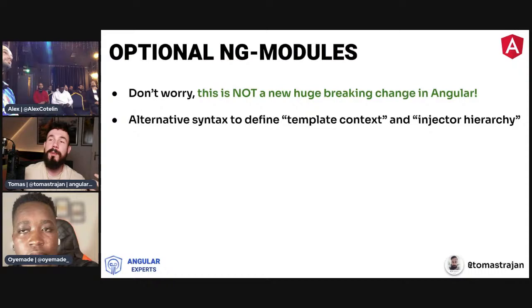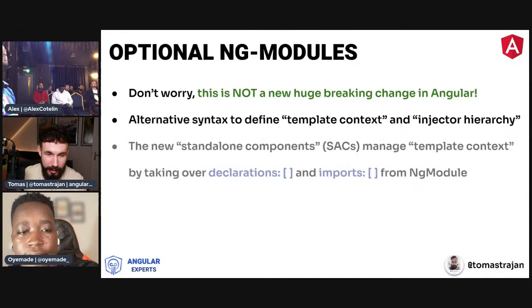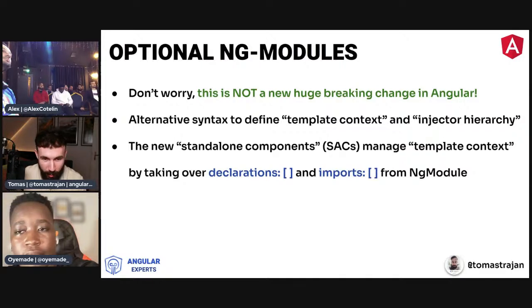So now this can be defined without the module, because now it will be possible to specify imports array directly on the component. So that's the main difference. But actually, it doesn't work differently. It's exactly the same. So the new standalone components manage the template context by taking over the responsibilities of declarations and imports array from NgModule.